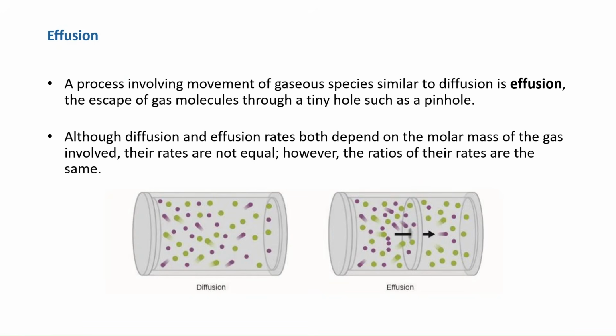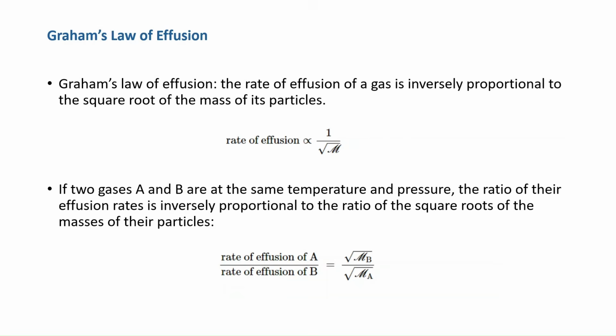Effusion, on the other hand, is the movement of gaseous species through a pinhole, so they can only move one molecule at a time. We said that for both diffusion and effusion, the rates depend on the molar mass. The rates are obviously not going to be equal, but the ratios of the rates are going to be the same. This is very useful when you're trying to calculate molar mass because of Graham's law of effusion.